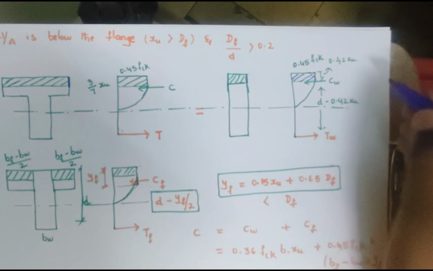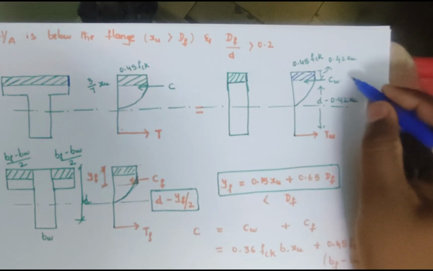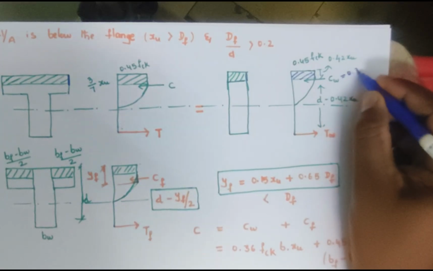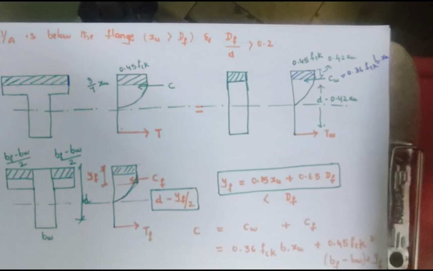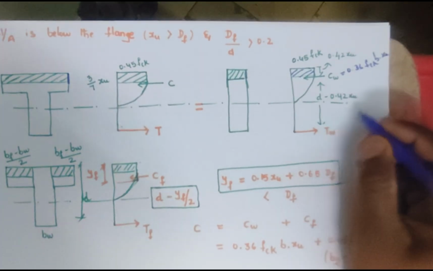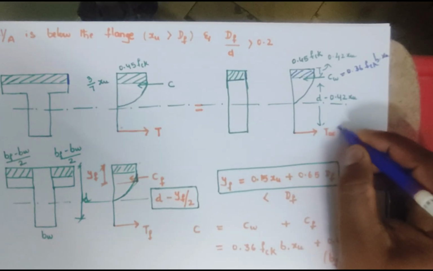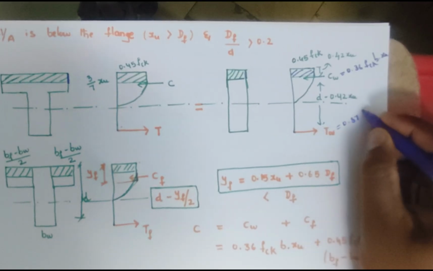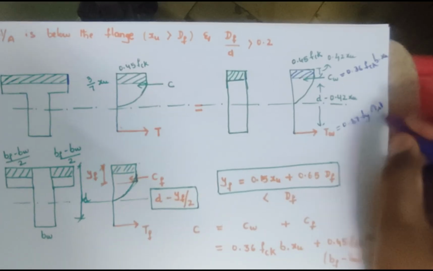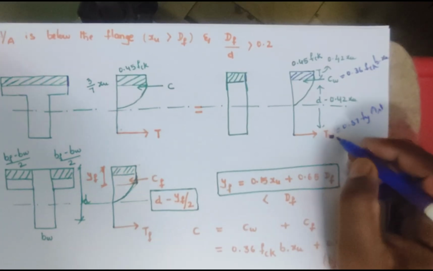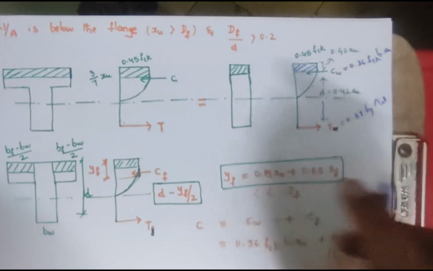In this case, the equation for Cw, the compressive force in the web, is 0.36 fck b into xu, okay, as in the earlier case, right? Tw will be 0.87 fy Ast. We can say it is Ast. Here T remains the same. Okay, T remains the same in the web portion and flanged portion. Same value.